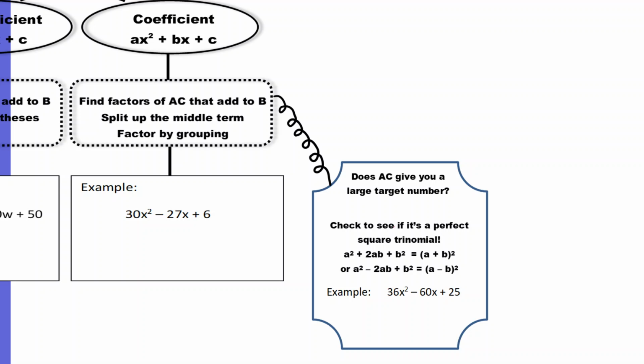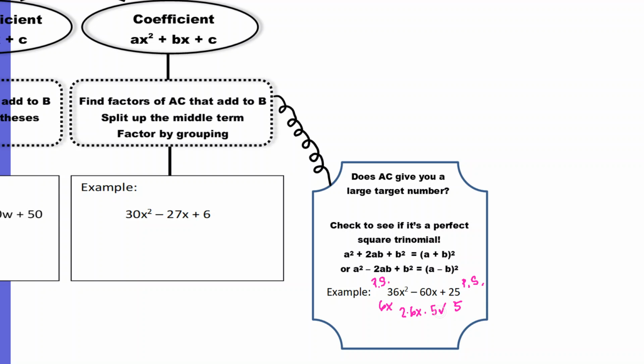So 36x squared is a perfect square. 25 is a perfect square. We're looking good so far. So I'm going to take the square root of each of those pieces. So this would be 6x. This would be 5. And then we have to check to see, is that middle term really 2 times the first part, which is 6x, times 5, which is that last part. And 2 times 5 is 10. 10 times 6x is 60x.